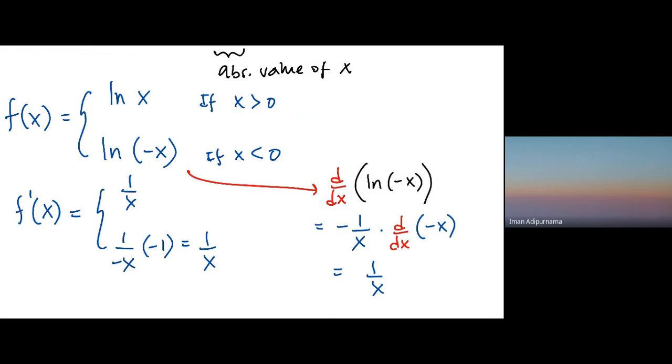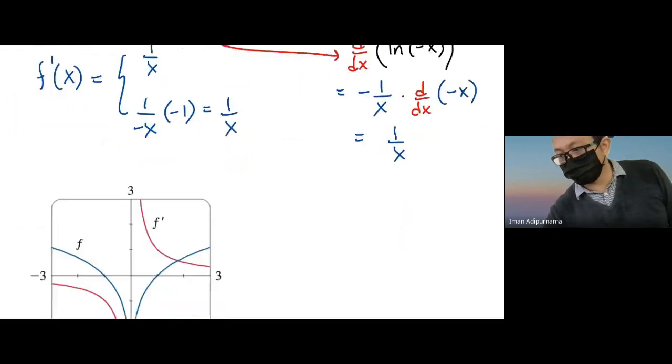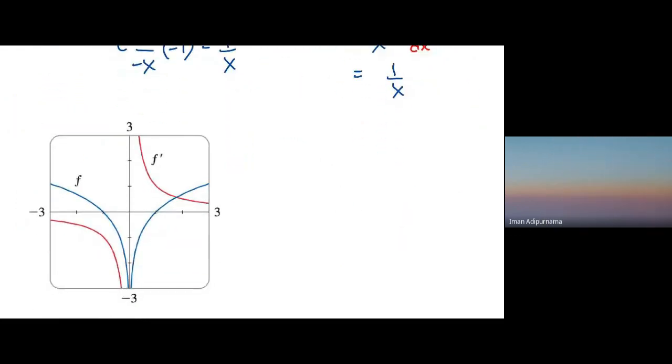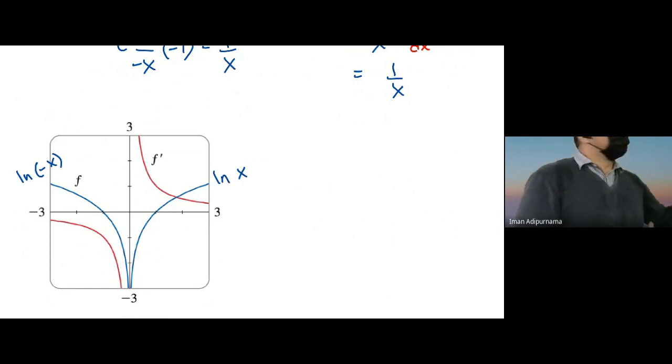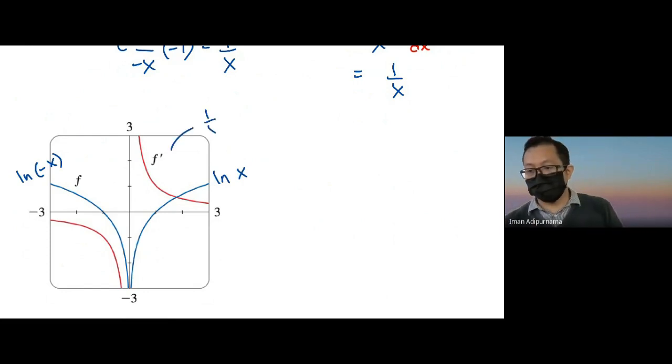See, it's ln x, ln negative x. If you draw the graph, it's different, right? If you draw the graph, this will be ln x, this will be ln negative x. Okay? So this will be ln x, this will be ln negative x. The derivative is just 1 over x. Both cases, 1 over x.